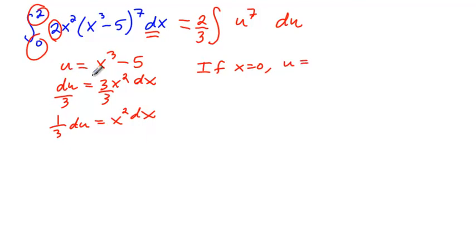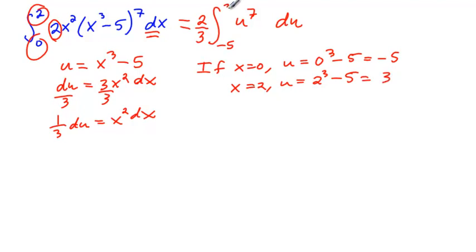Well, u is defined as x cubed minus 5, so we put 0 in there. We get 0 cubed minus 5, which is -5. So we put that -5 as our lower limit. -5 is the value of u when x is 0. Okay, similarly, when x is 2, we know that u is equal to 2 cubed minus 5. Well, 2 cubed is 8. 8 minus 5 is 3.